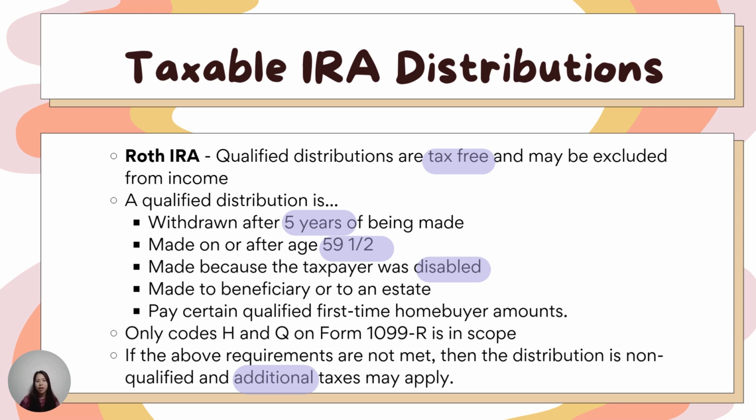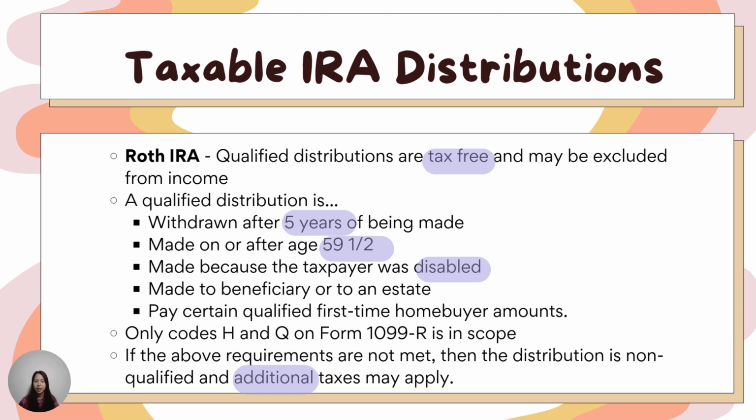In order to have your distribution be qualified, the distribution must be withdrawn after 5 years of being made, meaning that your Roth IRA has to be present for 5 years before you start drawing money out. It must be made on or after age 59 and a half. So the distribution must be done after you're 59 and a half. Or the distribution was made because the taxpayer was disabled. So if the taxpayer is disabled and they withdraw it to help with their living, then that would be considered a qualified distribution and would be tax-free.